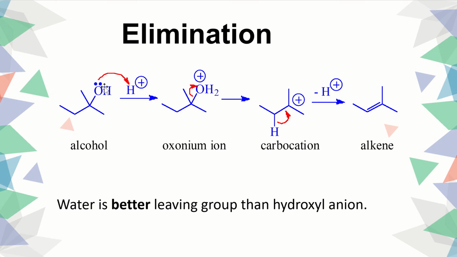So the oxygen of the alcohol is protonated by acid. So once we see H plus, we know it's an acidic medium. So the arrow starts on the nucleophile and ends on the electrophile, right? So that is protonated. And so we end up with a water molecule, which is a way better leaving group than hydroxyl. So it leaves, right?